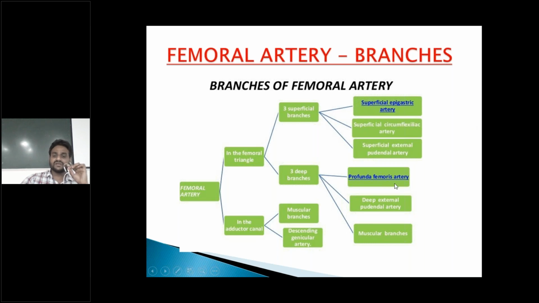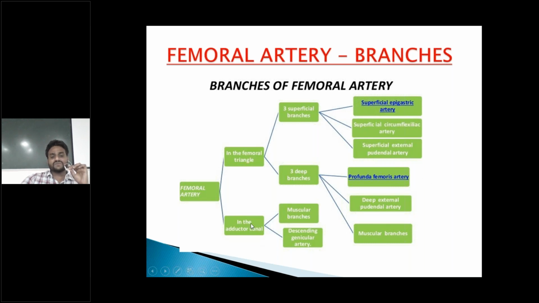These branches you can study in the back of the thigh. Profunda femoris later divides into 6 branches: 2 circumflex femoral and 4 perforating. Out of these 6, the main artery is the profunda femoris. It is also called the artery of the thigh, because its branches supply the 3 compartments of the thigh: anterior, medial, and posterior compartment. So this is about the 6 branches of femoral artery within the femoral triangle.